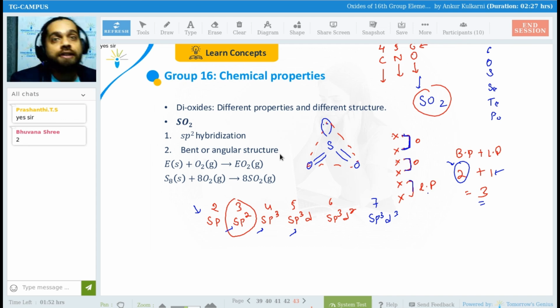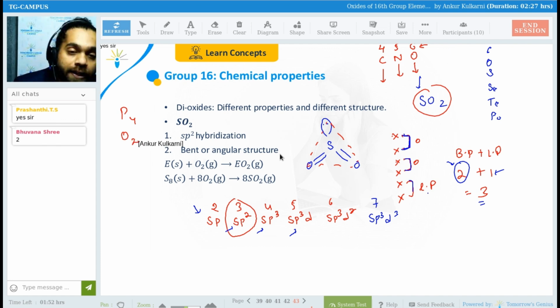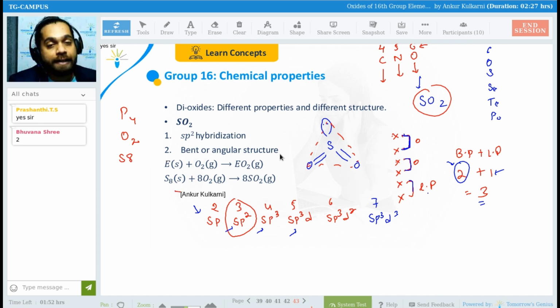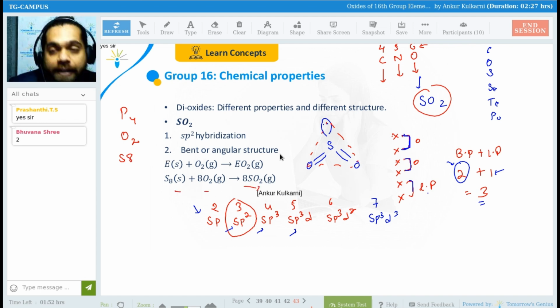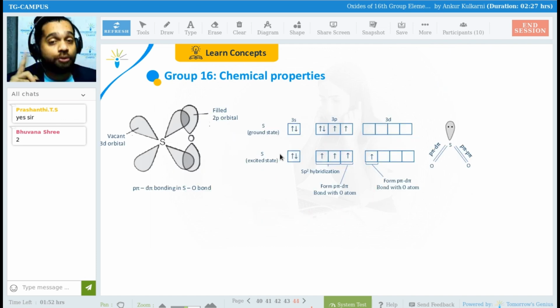Sulfur, just like phosphorus, which is in the P4 form, and oxygen in the O2 form, similarly sulfur in nature is generally in the S8 form. So if I react sulfur with oxygen, I'll get sulfur dioxide. Simple. That is how we prepare it. Next we have, and one more thing.